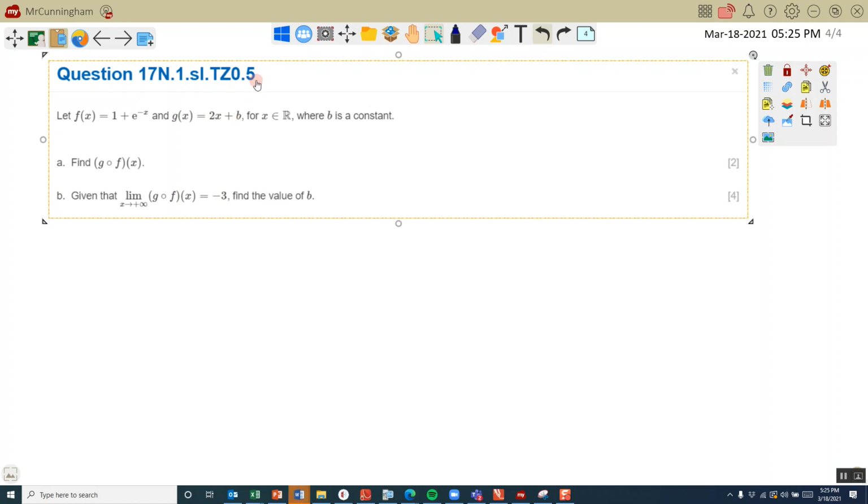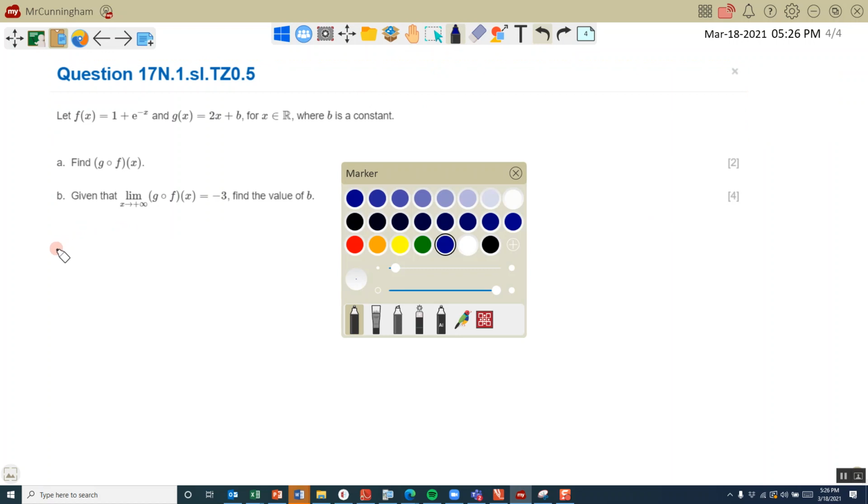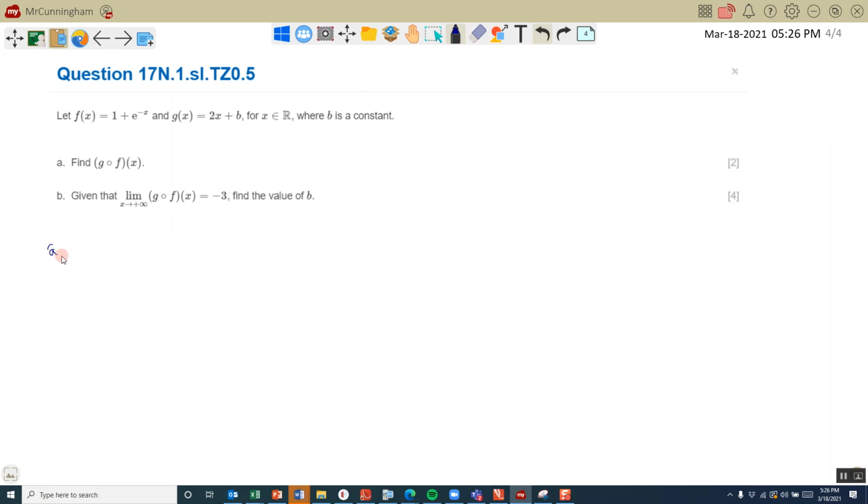This is question 5, the standard level paper, paper 1 from November 2017. It is a paper 1, so it is a non-calc. So first question, we've got our two functions, f and g, and I have to find g of f of x. Just remembering that this notation and this notation is exactly the same.